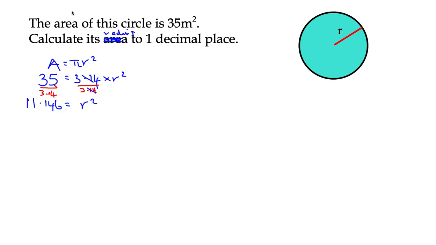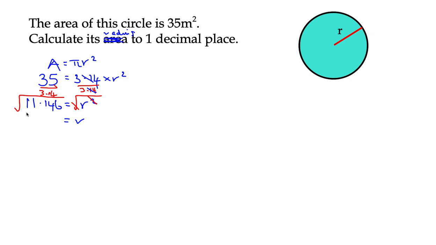Now I have to undo the r squared term. We undo a square expression by finding the square root. So we do that to both sides. That means that the square cancels out with the square root, and we're left with r. And on the left hand side, we've just got the square root of 11.146.